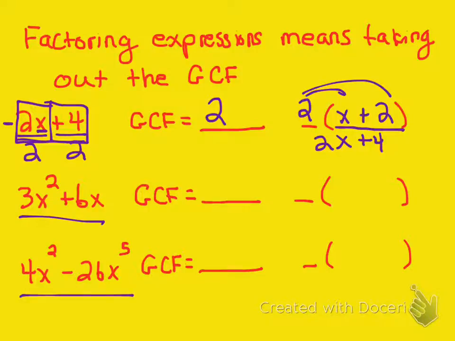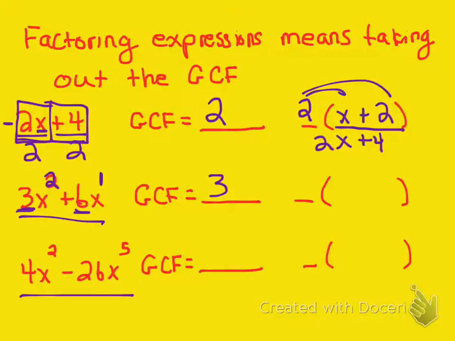So let's look at the next one. 3x squared plus 6x. The first thing that I notice is that I can factor out a 3 from both of my coefficients. So I know I can factor out a 3. But look at this. Both of these have an x term. That means that I can factor out at least one x. So here's the kicker. I can factor out the lowest amount of x's that one of the terms has. In this case, 6x has only one x. That means that I can factor out one x from both of my terms because this one has 2.